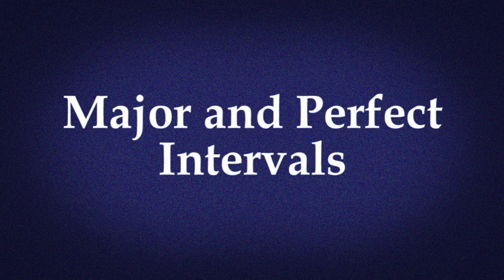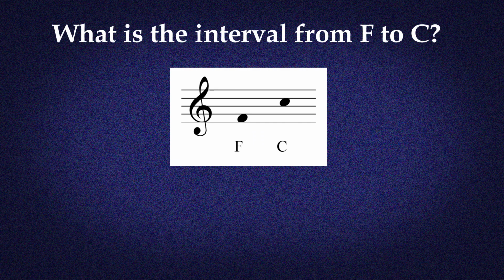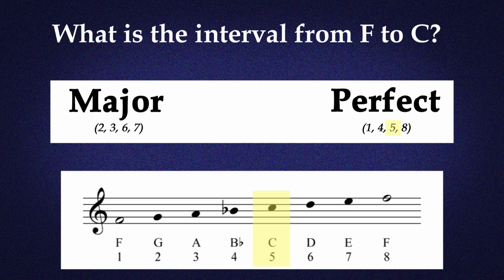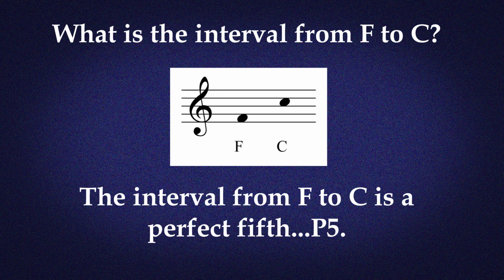Anyway, let's look at some examples of major and perfect intervals. If I want to know the interval from F to C, I would start with the F major scale. C is the fifth note of the scale, and fifths are called perfect. So I would call that interval a perfect fifth. Notice how the quality, perfect, is an adjective describing the quantity, a fifth. It would be labeled P5.